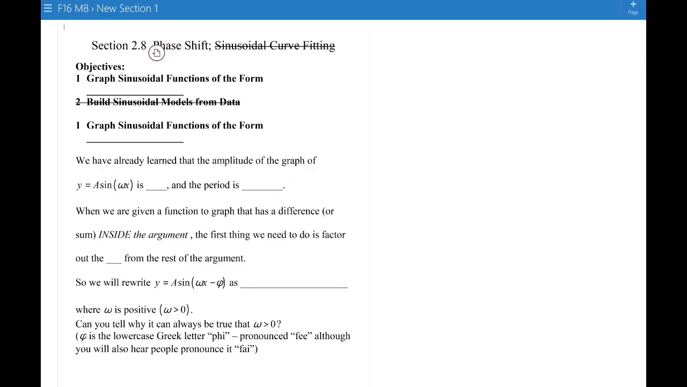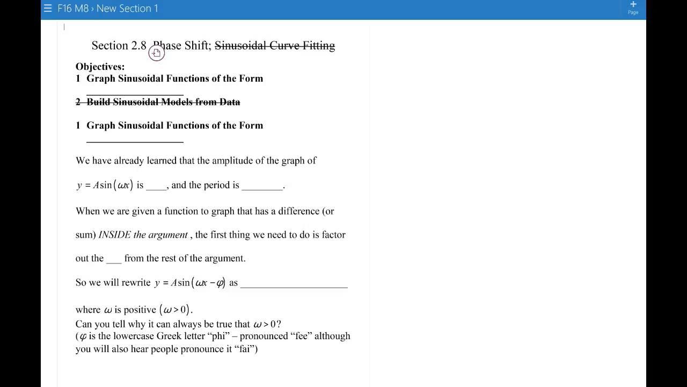So the last section in chapter 2, this is the last thing that will be on the test next week, is about phase shift. And we're not going to do sinusoidal curve fitting, although it's really a useful thing, and the most common use for sine and cosine graphs is to model data, but it's not in our curriculum.